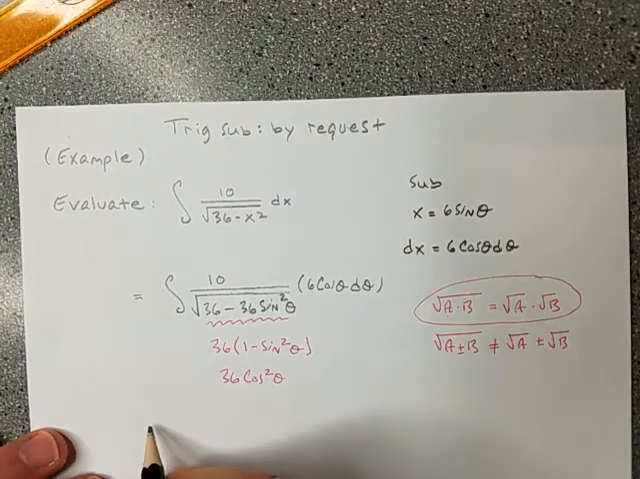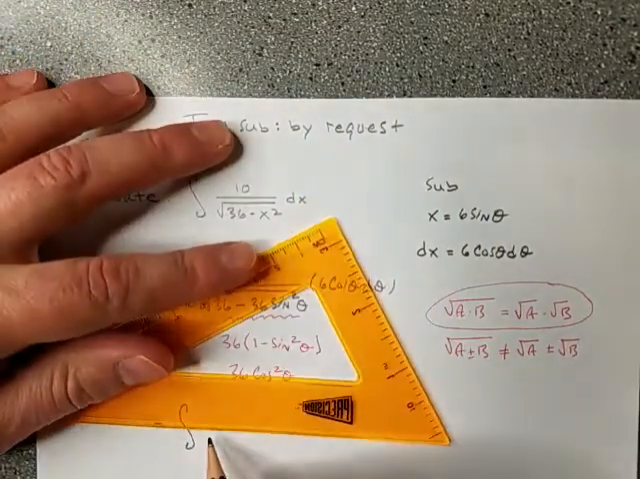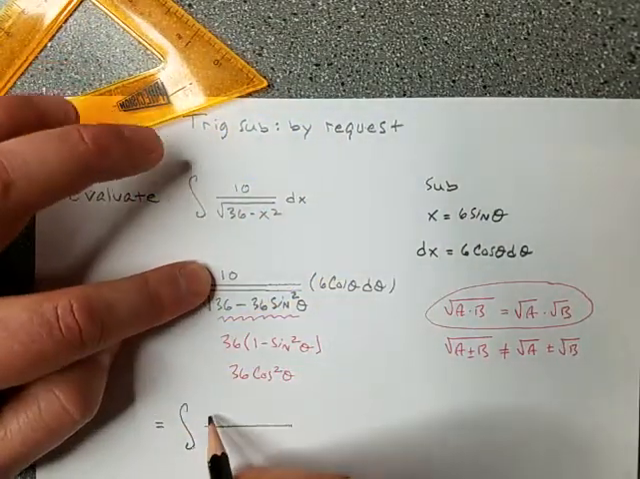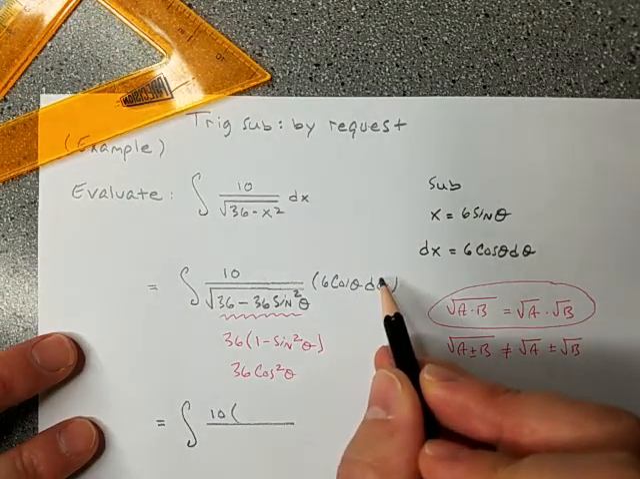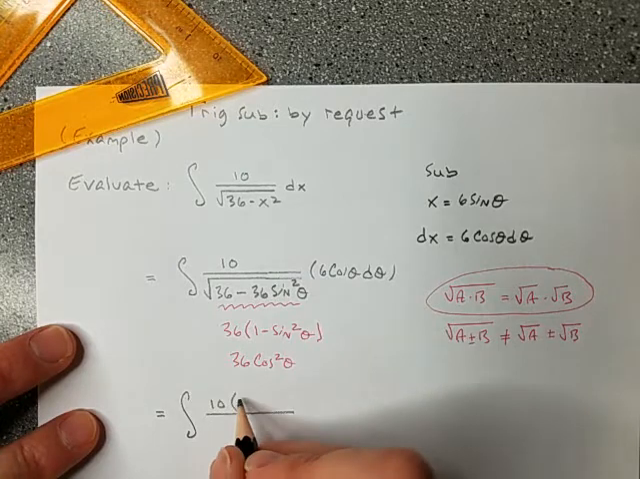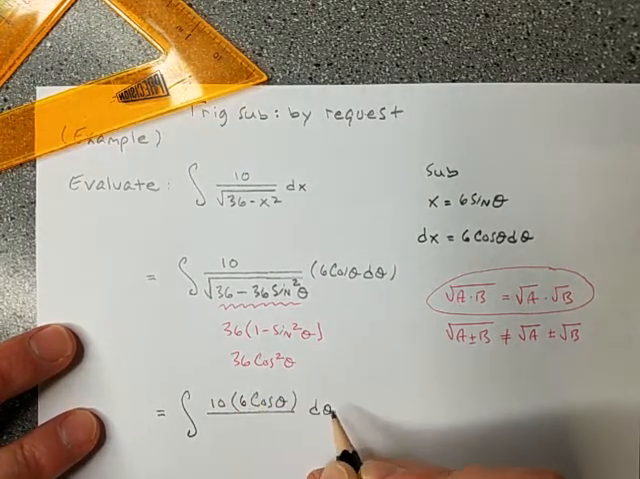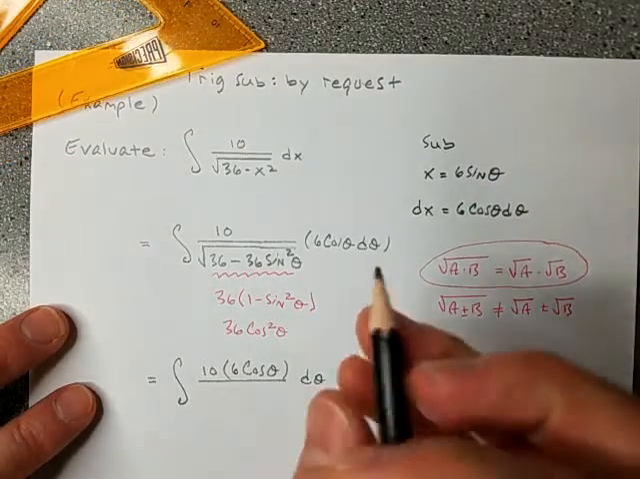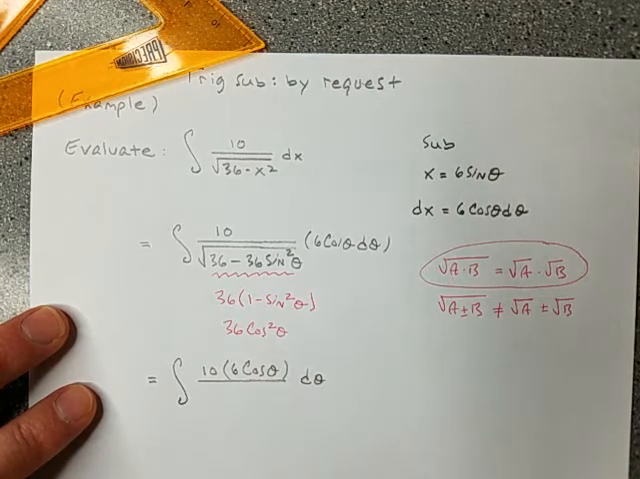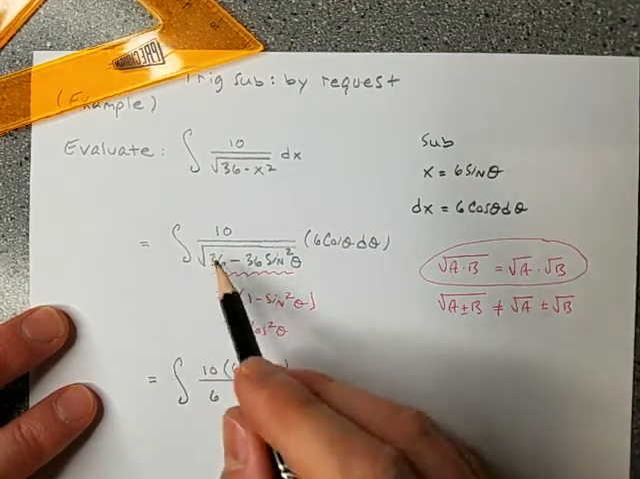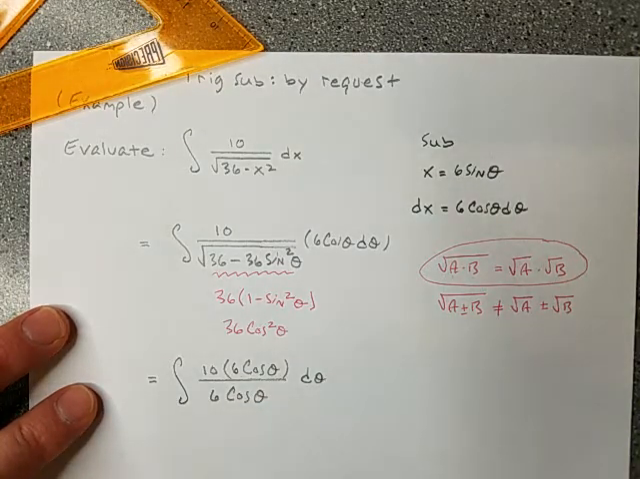All right, so we are taking advantage of this right here. All right, so here's what we're going to get then. Let's say I got this 10, okay? And let me move this 6 cosine theta away from the differential. It's part of the integrand. So I'm going to say 6 cosine theta. And then this differential d theta I'll leave over there. And then what is the square root of 36 cosine squared theta? Well, what's the square root of 36? That would be 6. What's the square root of cosine squared? That would be cosine. So I get like this, okay?